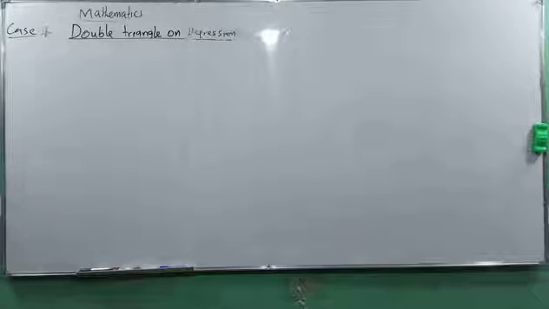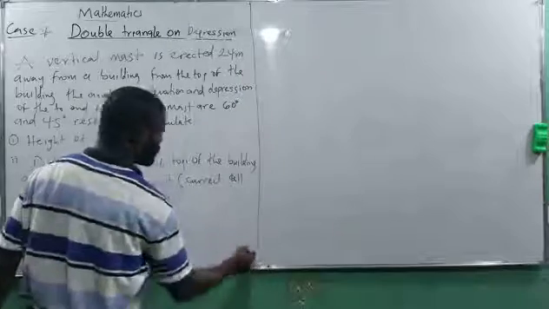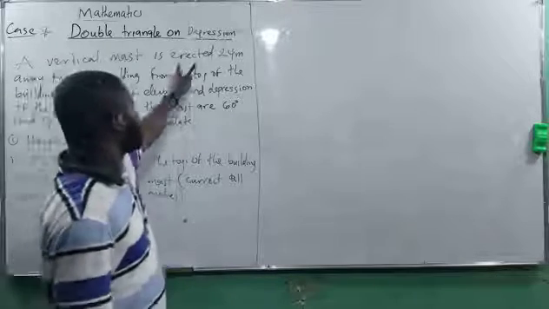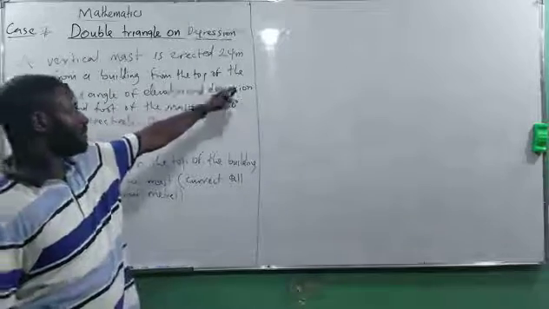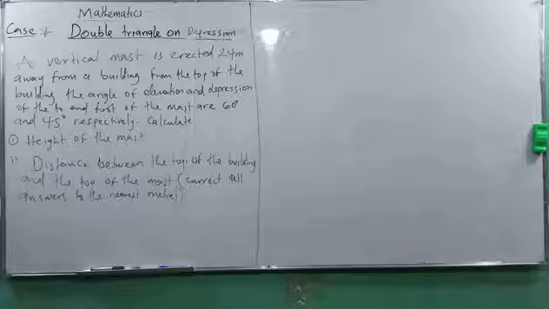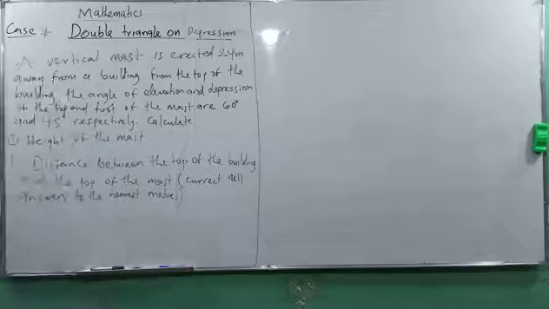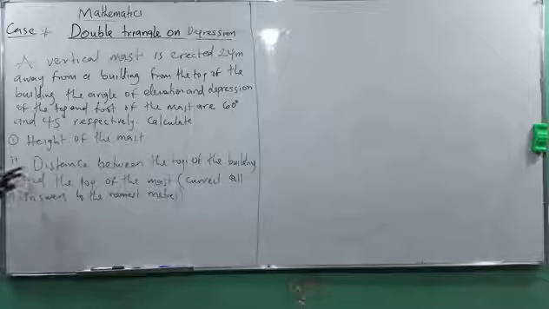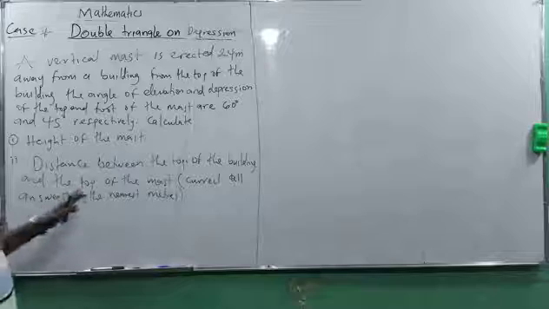Now permit me to write out this question. Okay, let's work on this question. I think it will really help us to figure out what we are looking for. Now, I have this problem here. A vertical mast is erected 24 meters away from a building. From the top of the building, the angles of elevation and depression of the top and foot of the mast are 60 and 45 degrees respectively. Calculate the height of the mast, and the distance between the top of the building and the top of the mast. Correct all answers to the nearest meter.